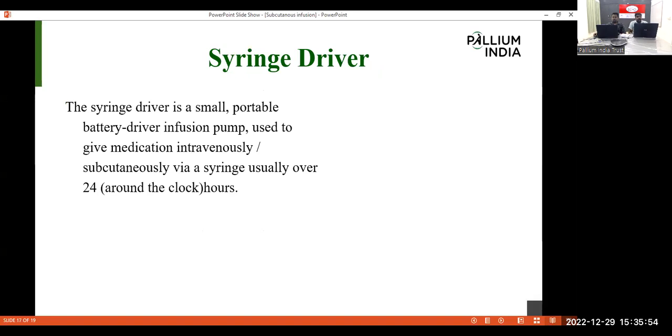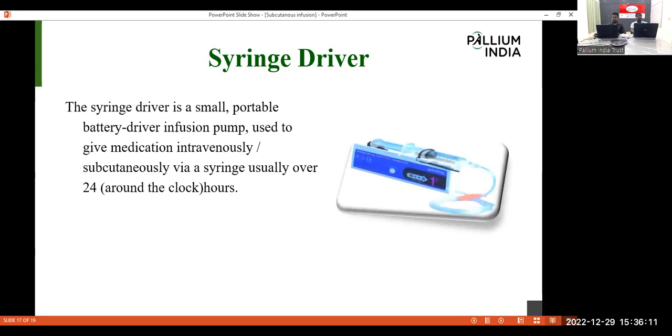Then, about the equipment only I am telling. Syringe driver. Syringe driver means, in our setting, like a syringe pump or infusion pump. This one is a simple, small device. This one is the syringe driver.